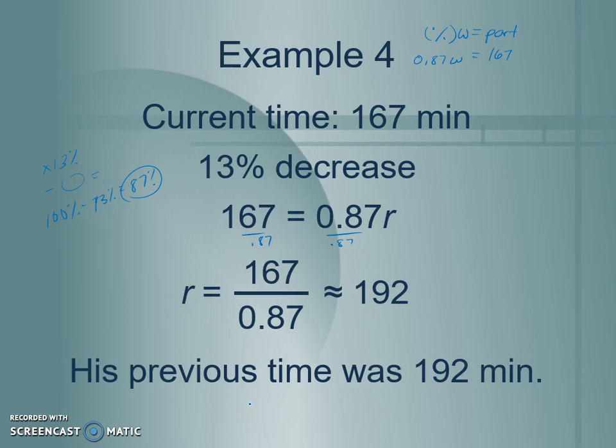Now remember, we can always go back and check this. We can say 192 minutes times 0.87, or times 87%, equals 167, and it checks out. We could even go so far as to do 192 times 13%, get the amount of our discount, or amount of our decrease, then take 192 minus our decrease, and get our 167. Either way, it's going to check out for us, so always go back and check your work.